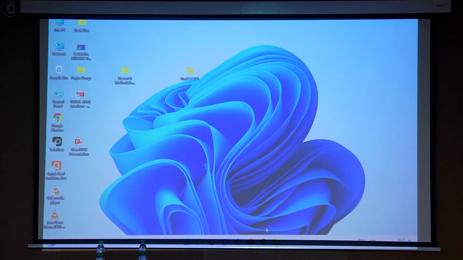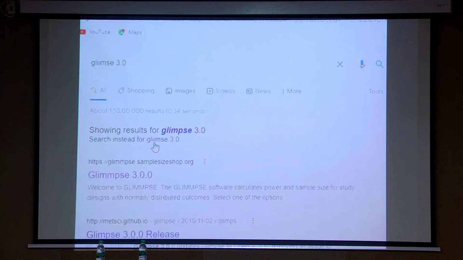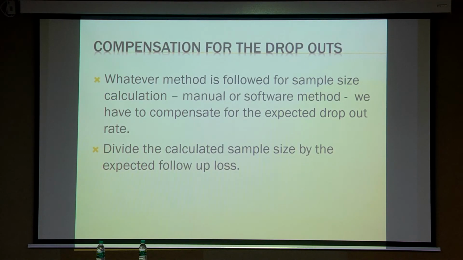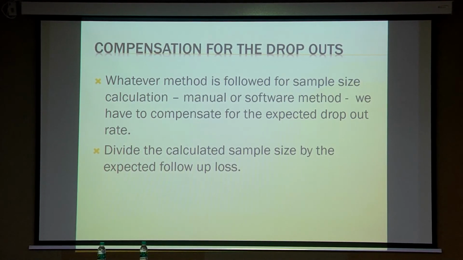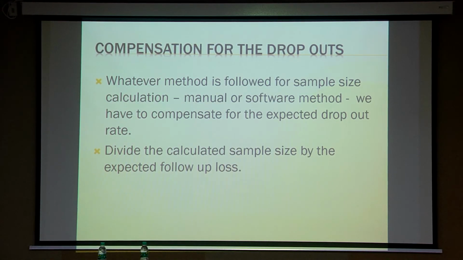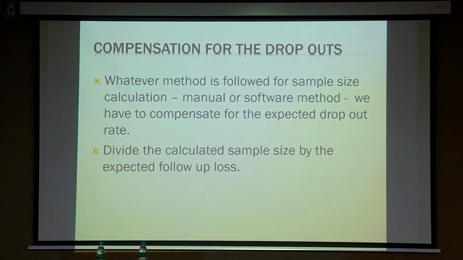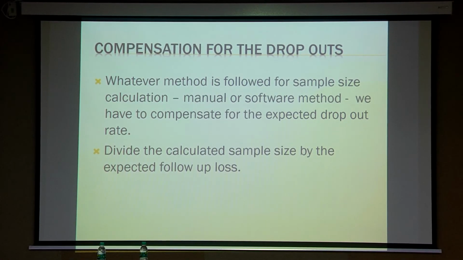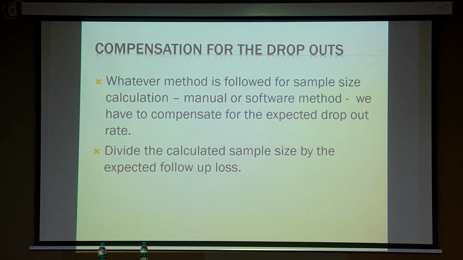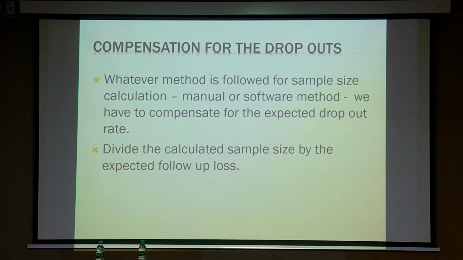So similarly, you have to calculate for whatever thing you need. You have to know which one is important. Then, as I mentioned, you have to make some minor adjustment for the dropouts also. Whatever method you are following, whether it is manual or software, we have to compensate for the expected dropout rates also. You have to divide the calculated sample size by the expected follow-up loss. For example, if you are getting only 250 out of 300, the remaining 20%, you have to divide. Then you will be getting the dropout also. So you are including the dropout in your total sample size. So your sample size is a little bit more than the expected.